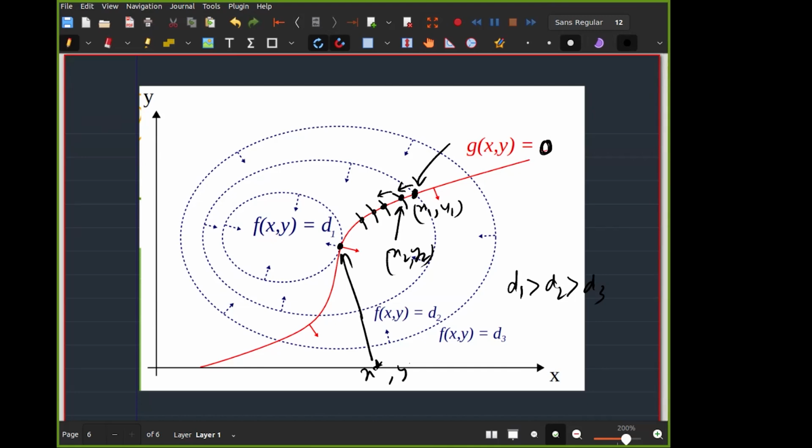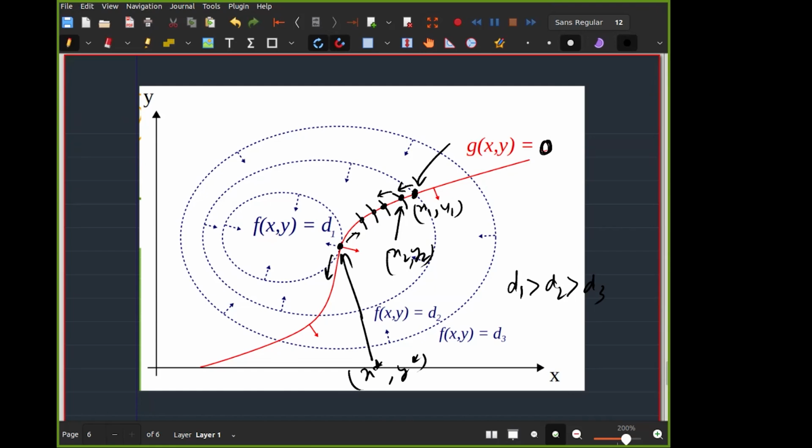But eventually, if you look at this point, I'll call it (x*, y*), you'll see that it is not possible for you to move around. If you move to the left or right on this line from this point, you'll make the situation worse, which is you'll reach a d_i, which is actually lower than d1.